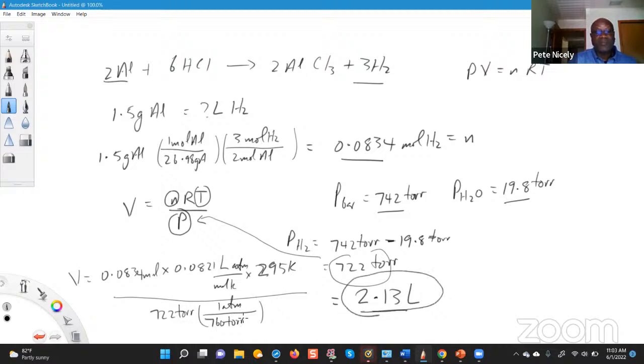Of course, some units will cancel out: the torr units will cancel out, the atmospheres will cancel out, the Kelvin will cancel out, and the moles will cancel out. And that's how we arrive at that answer.